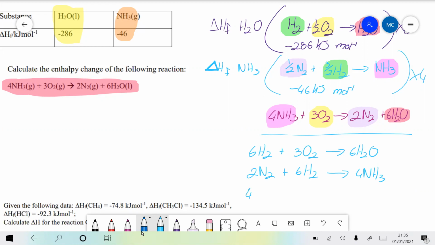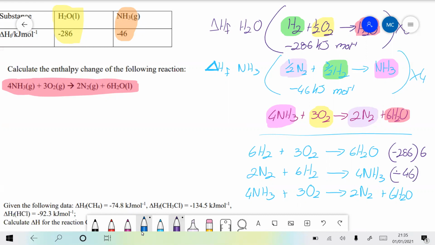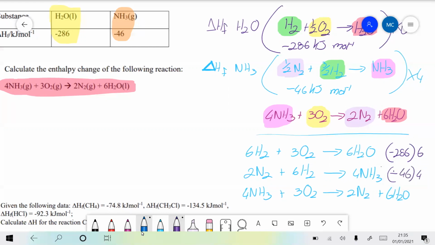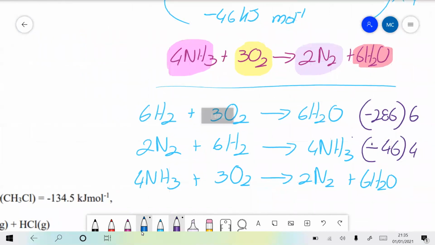Okay, and we're going to have 4 NH3 plus 3O2 to give N2 plus 6H2O. And the corresponding energies: this would be minus 286 times 6, and this is minus 46 times 4, okay? These would be the values that we're going to be dealing with from now on.